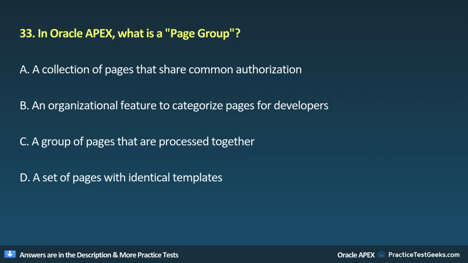33. In Oracle Apex, what is a page group? A. A collection of pages that share common authorization. B. An organizational feature to categorize pages for developers. C. A group of pages that are processed together. D. A set of pages with identical templates.